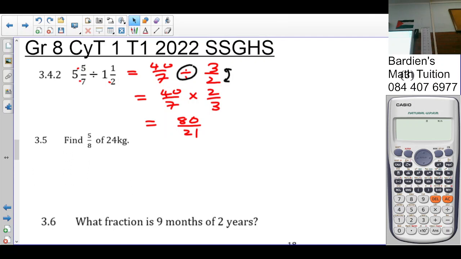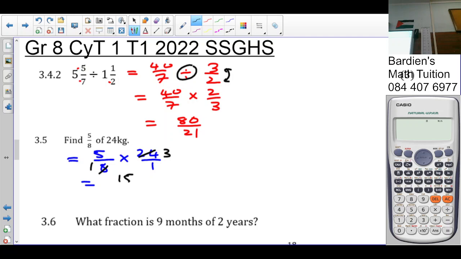The next one, 3.5. We are asked to find 5 over 8 of 24. So we replace "of" with multiplication. So it's 5 over 8 multiplied by 24 over 1. So what happens now? 8 goes into 8 once, 8 goes into 24 three times. What's 5 times 3? 15. So it's going to be 15 over 1 times 1, which is 15. Any issues there? No?